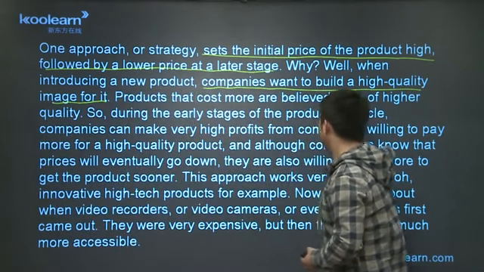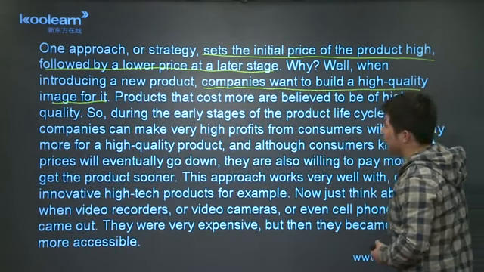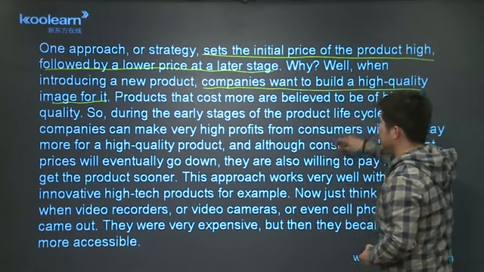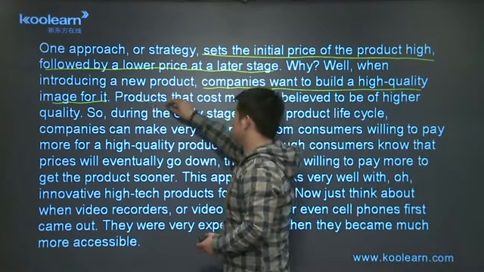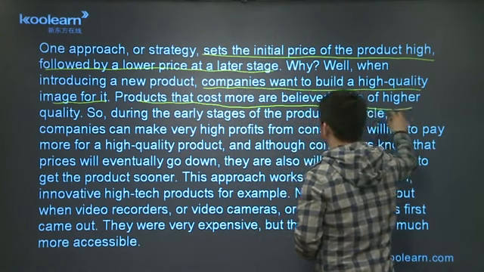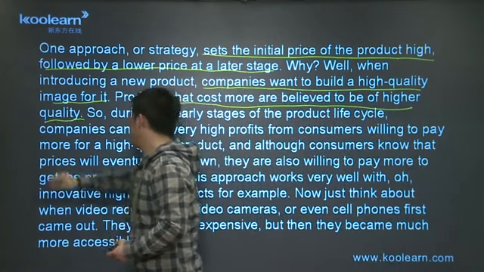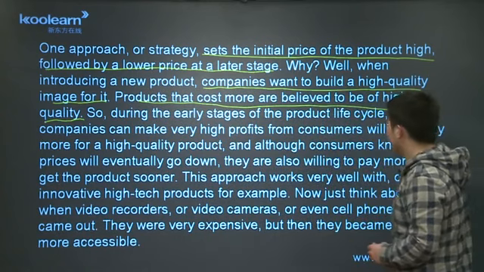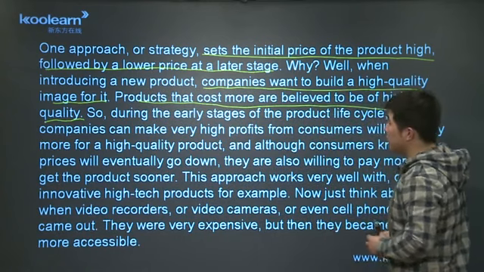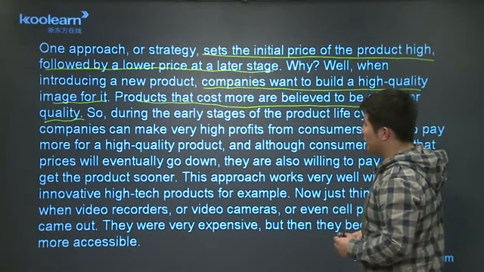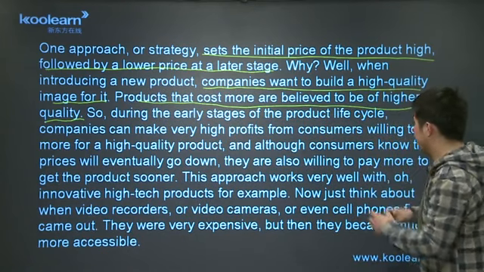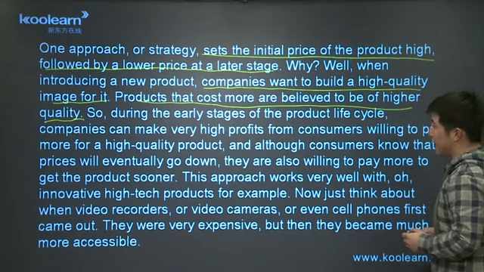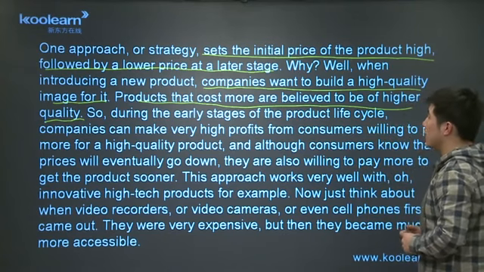OK，那么为什么呢？因为 companies want to build a high quality image for it. Products that cost more are believed to be of higher quality. 也就是说 want to build a high quality image. 然后呢，就 products that cost more are believed to be of higher quality. So during the early stages of the product life cycle, companies can make very high profits from the consumers willing to pay more for high quality product.